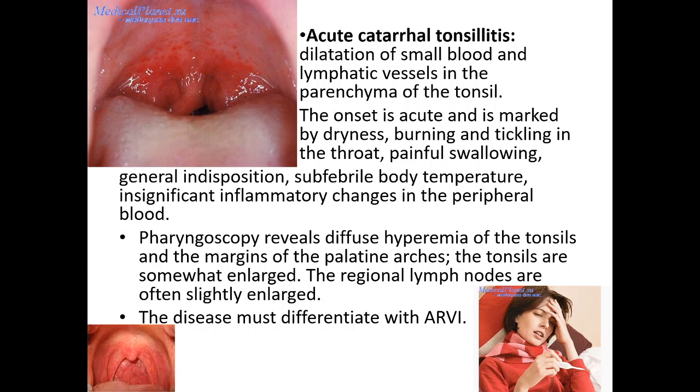Pharyngoscopy reveals diffuse hyperemia of the tonsils and the margin of the palatal arch. The tonsils are somewhat enlarged. The regional lymph nodes are often slightly enlarged. The disease must be differentiated from ARVI.